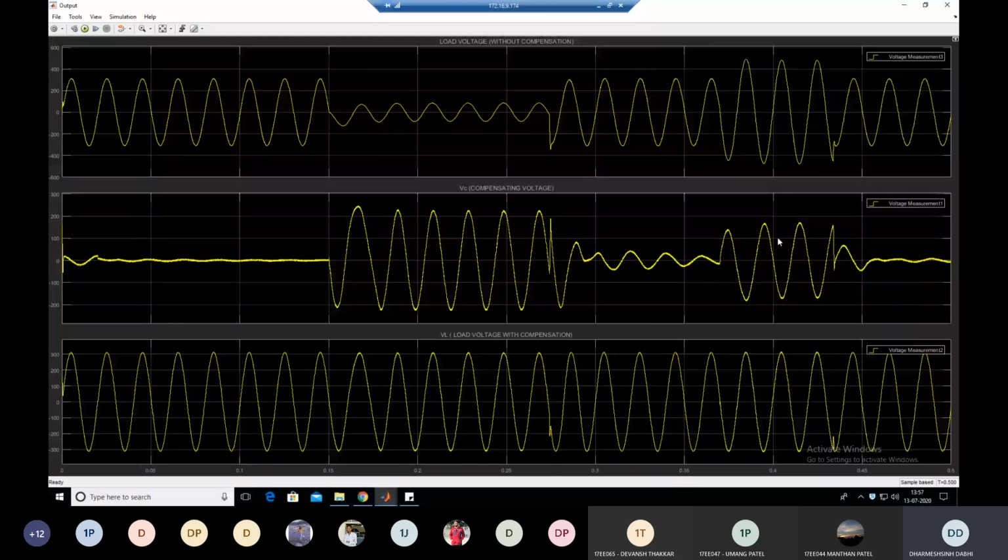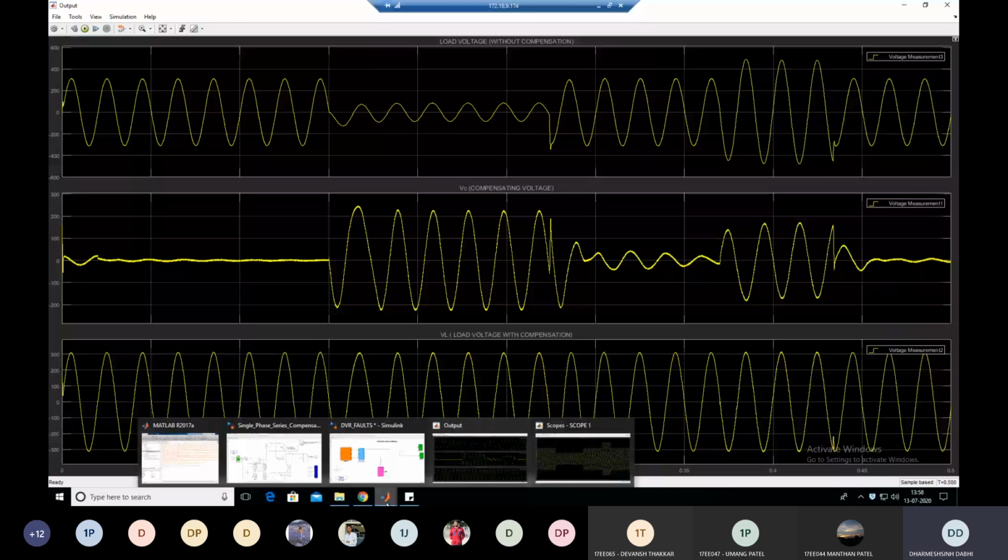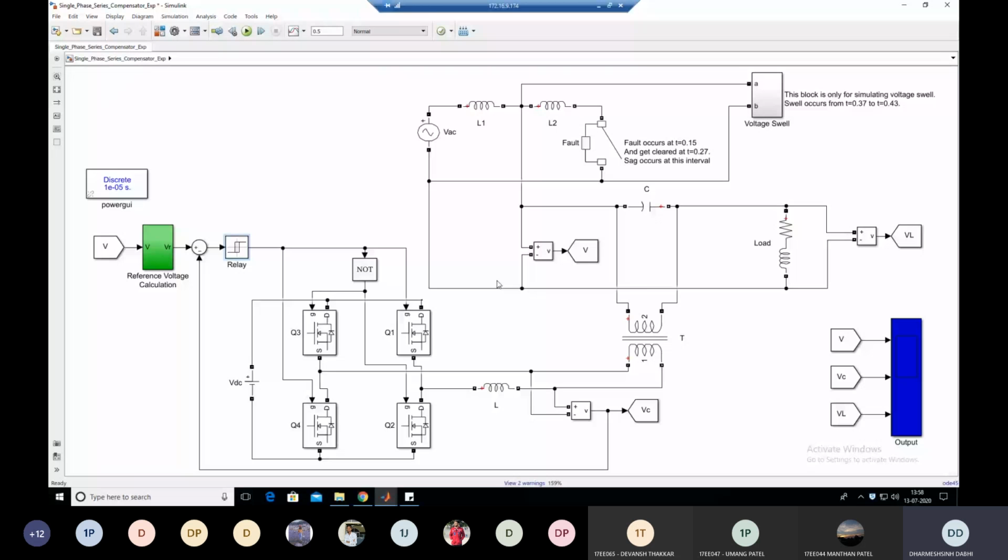Same way here between 0.37 second to 0.43 second, there is no variation in the voltage across the load side. So this is the operation of DVR and how to simulate this DVR in MATLAB. You can see that this is a single phase DVR with series compensation.